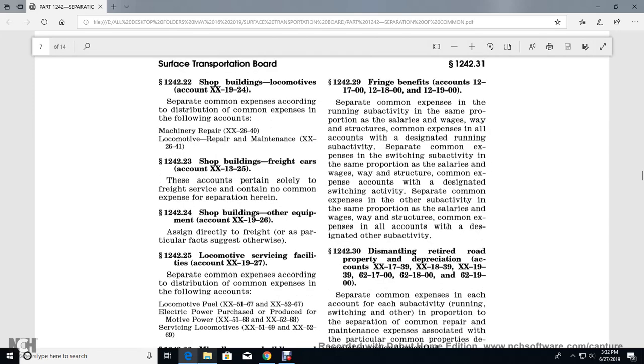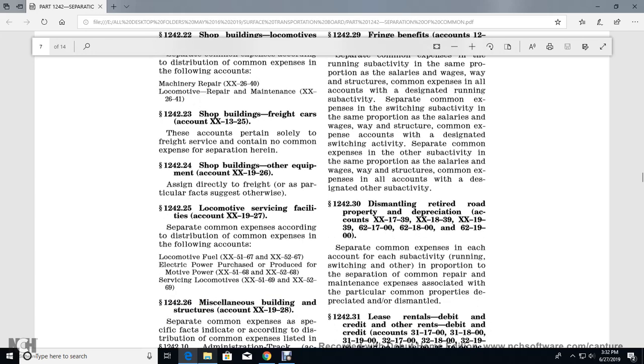Herein 124224 with the shop to build the other equipment XX 1926 with the assignment directly with the freight and then particular facts suggest otherwise. 124225 locomotive service facility account with the XX 1927 separate common expense for the corner distribution common expense for the following accounts: locomotive fuel 5167, 5267 electrical power purchase produced the motor 5168, 5268 everything locomotive 51 X 69, 5269.